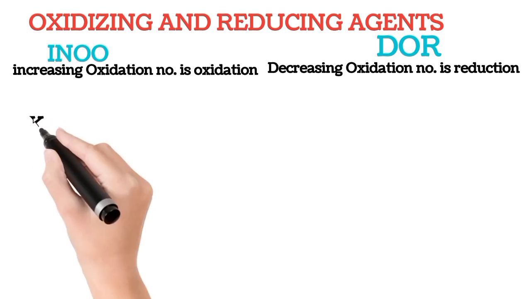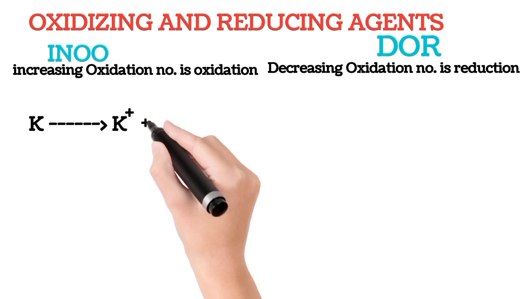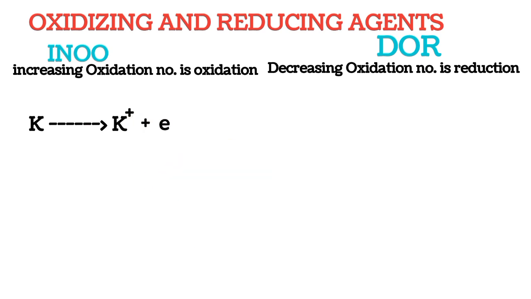So when potassium loses an electron, it becomes positive, it forms a positive ion.